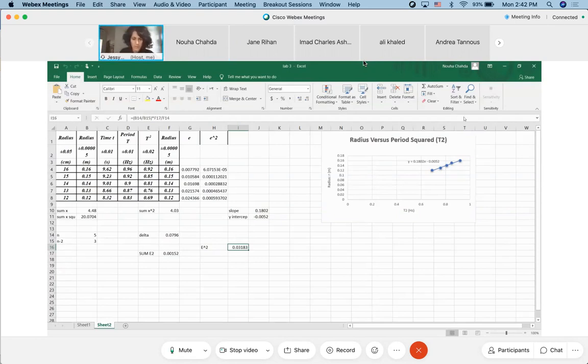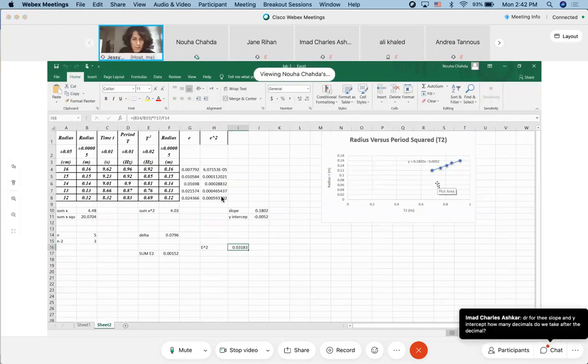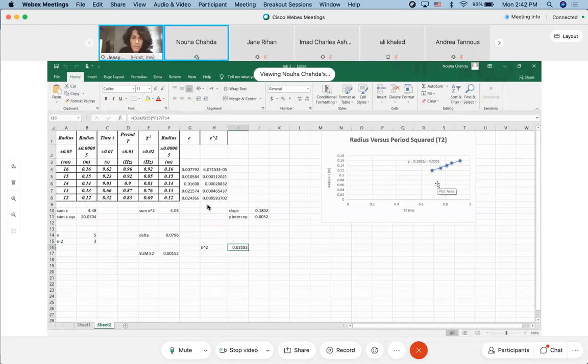Okay, radical of 0.03183, which means that the error is bigger or at least equal to the slope, and you believe there's something wrong. So how did you find the error? You added all the e squared? Yes, I found the sum of e squared, and then I applied the formula. You divided by delta and then n over n minus 2?